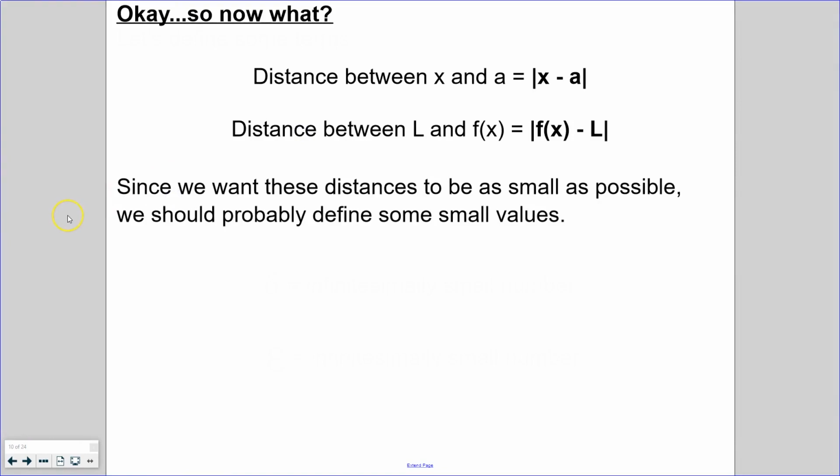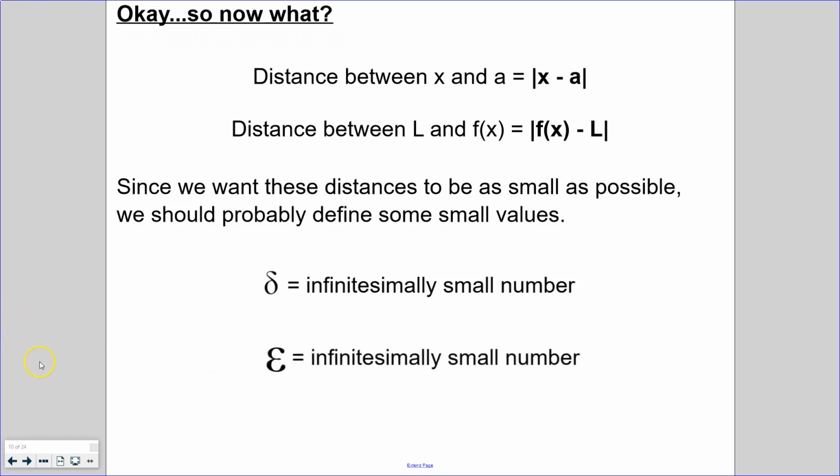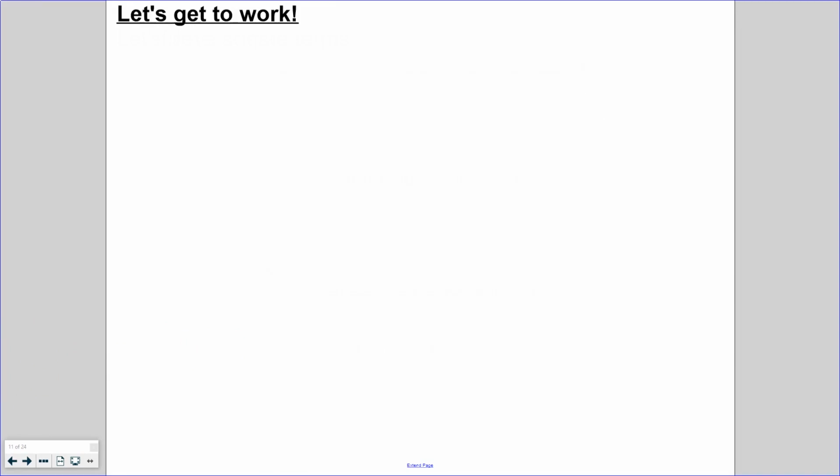Now, since we probably want these distances to be as small as possible, we should define some super small values. This symbol is the Greek letter delta, and we're going to let delta equal some infinitesimally small number. Basically, the smallest number we can possibly think of, that's delta. And then we'll do that again. We'll take some infinitesimally small number, and we'll set that equal to the Greek letter epsilon. Alright, so now that we have these items defined, we can get to work.